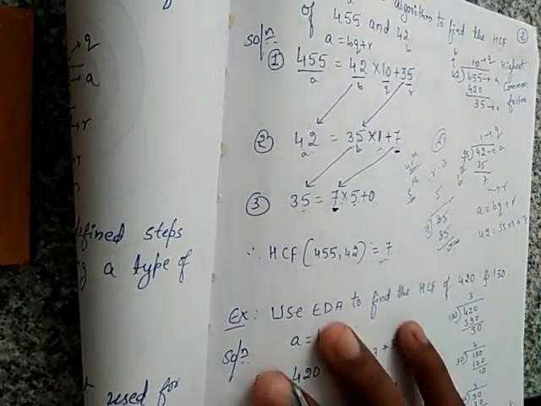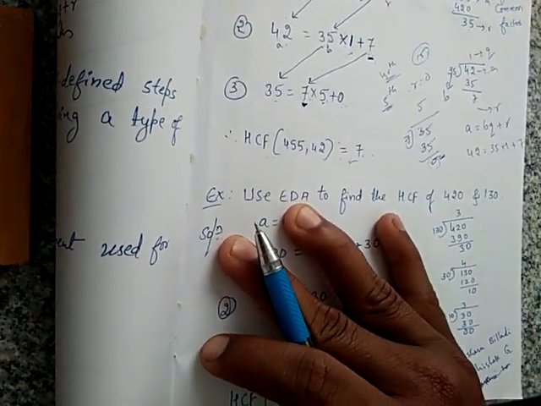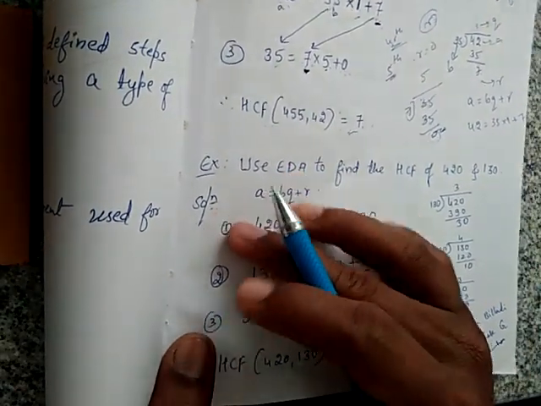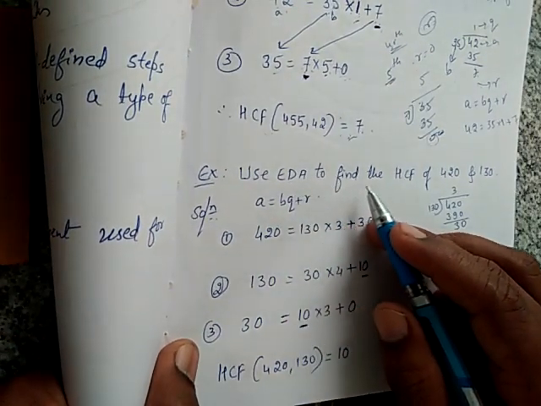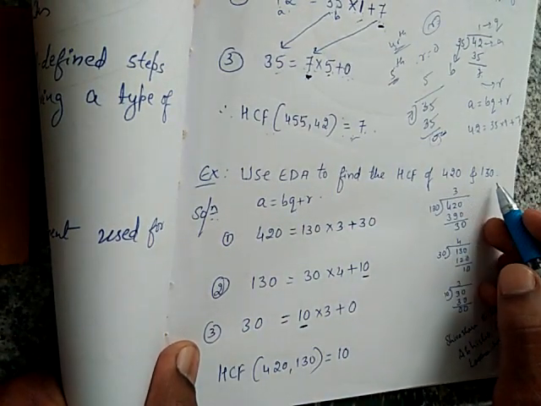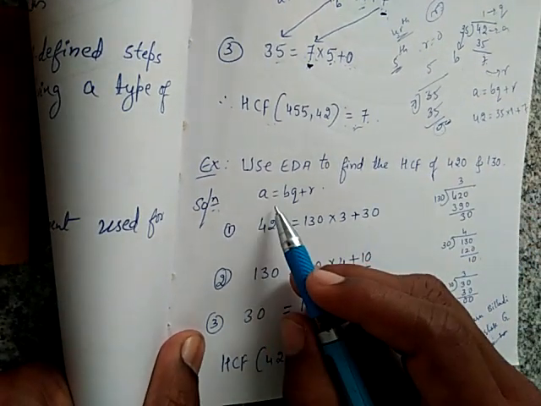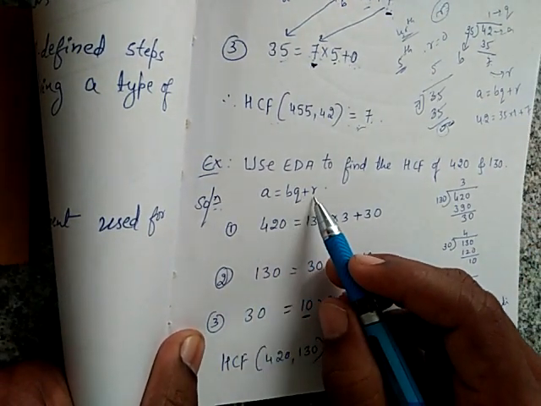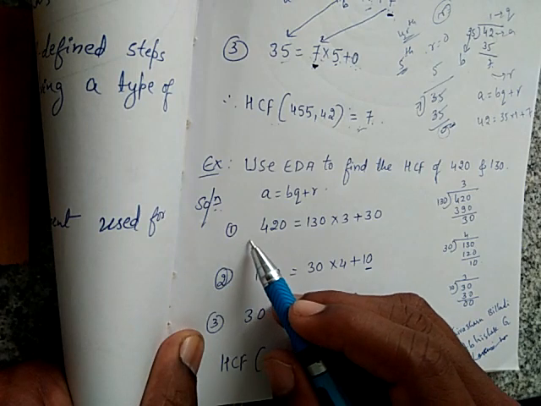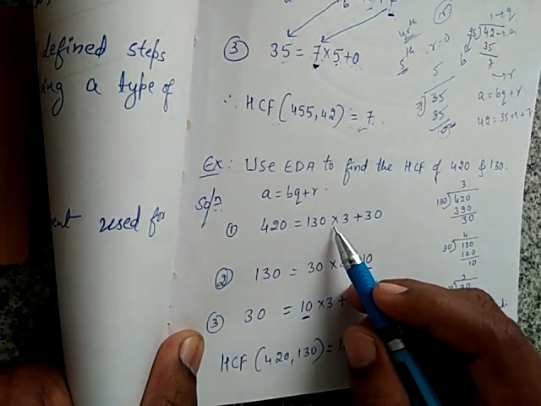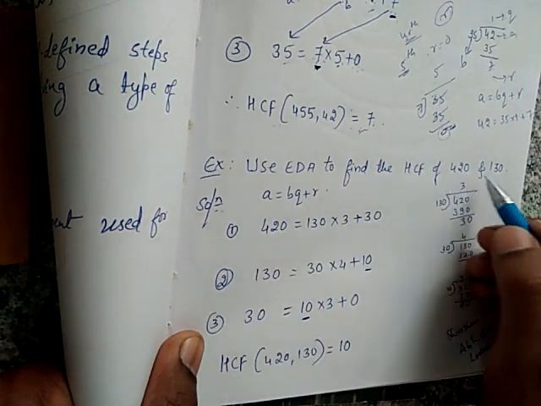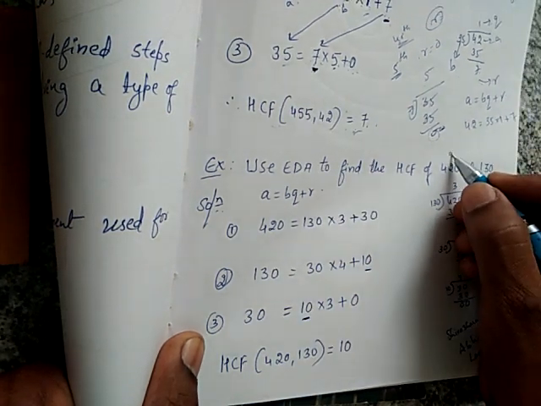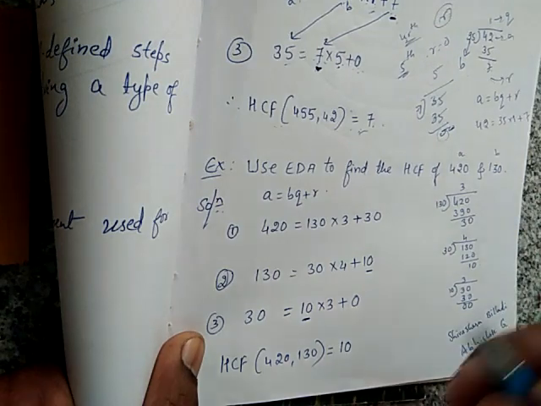So one more example we will see, so that you will get the idea. Okay, so here is the example: use EDA, Euclid division algorithm, to find the HCF of 420 and 130. So here we have to write in the form of A is equal to BQ plus R. So here the first step is 420 is equal to 130 into 3 plus 30. How did I write this one? Here out of 420 and 130, 420 is bigger, so I have taken it as A and this as B.